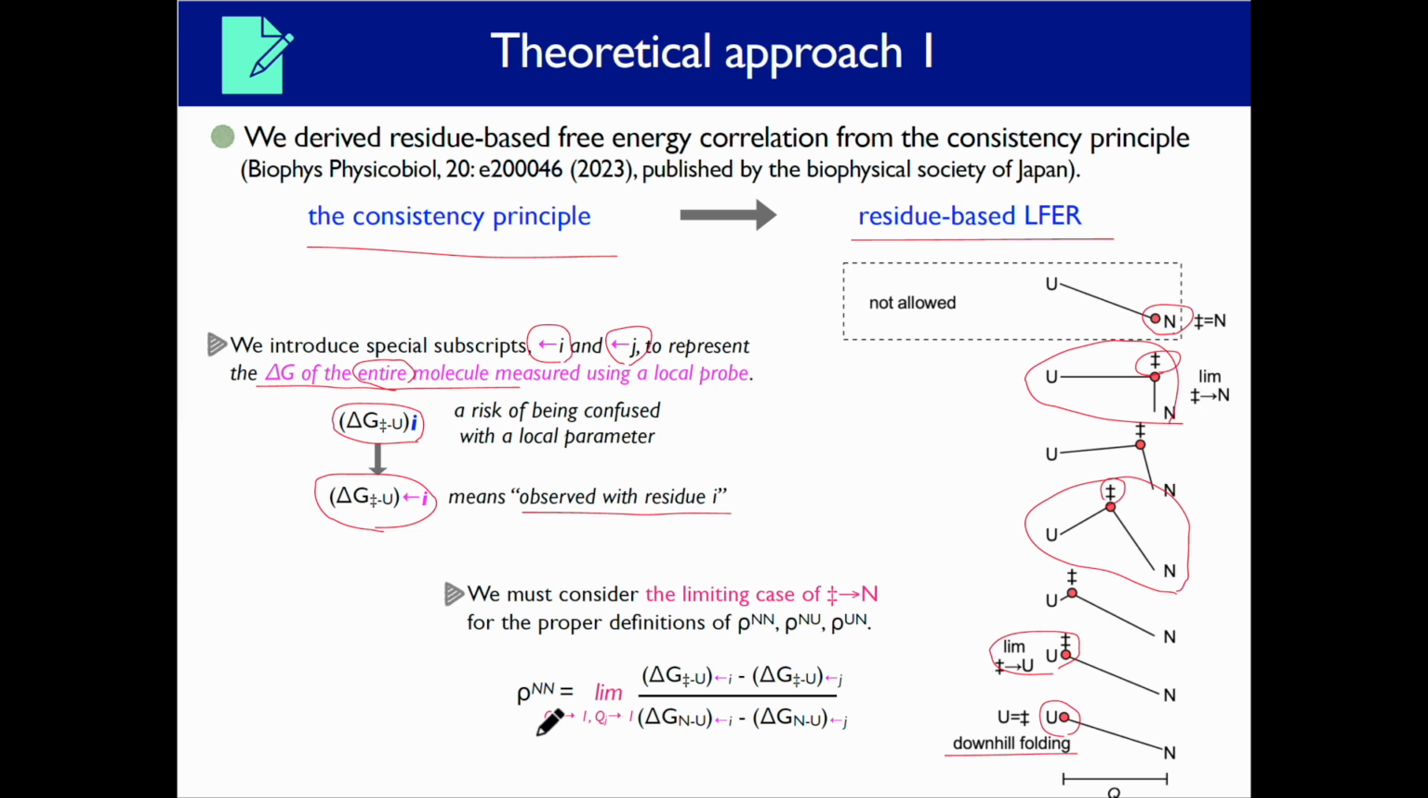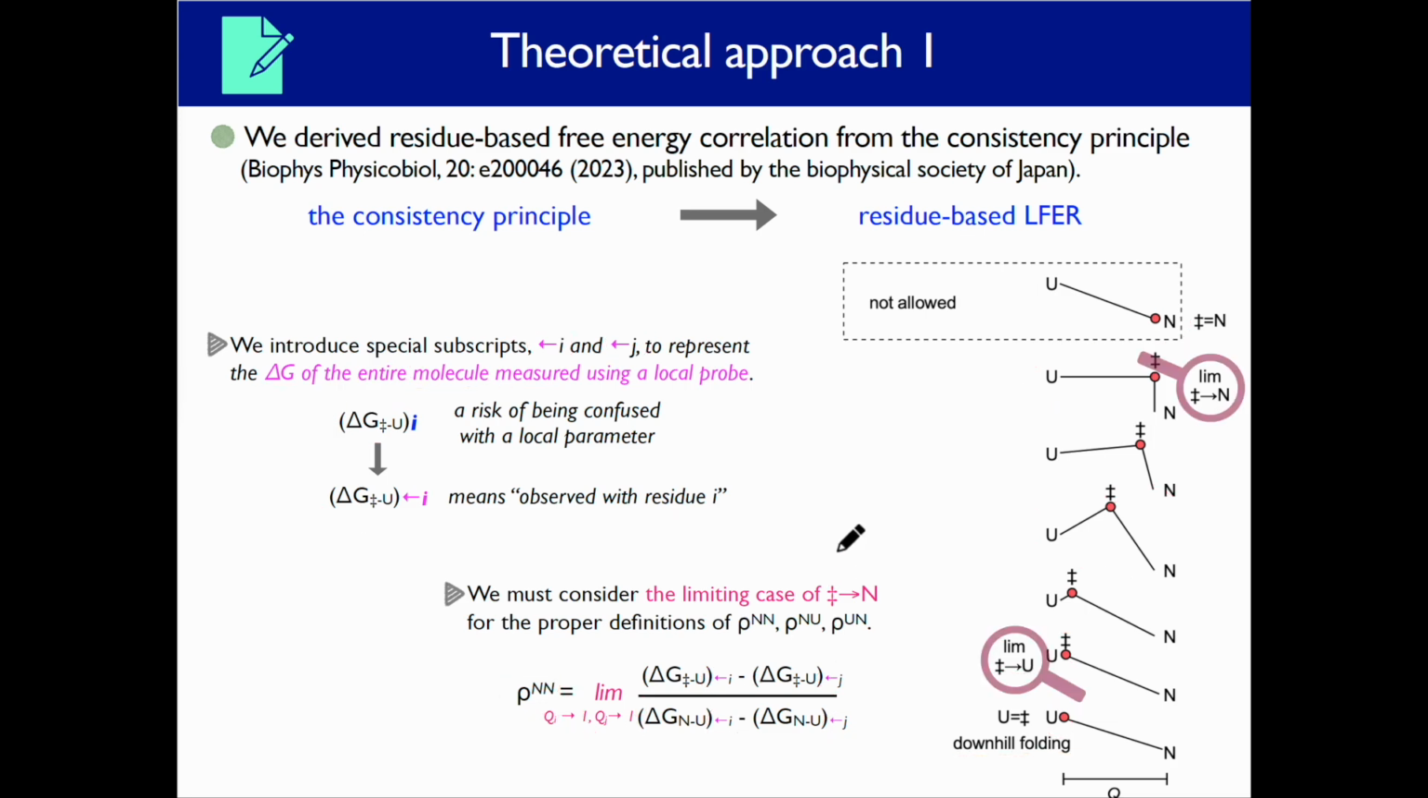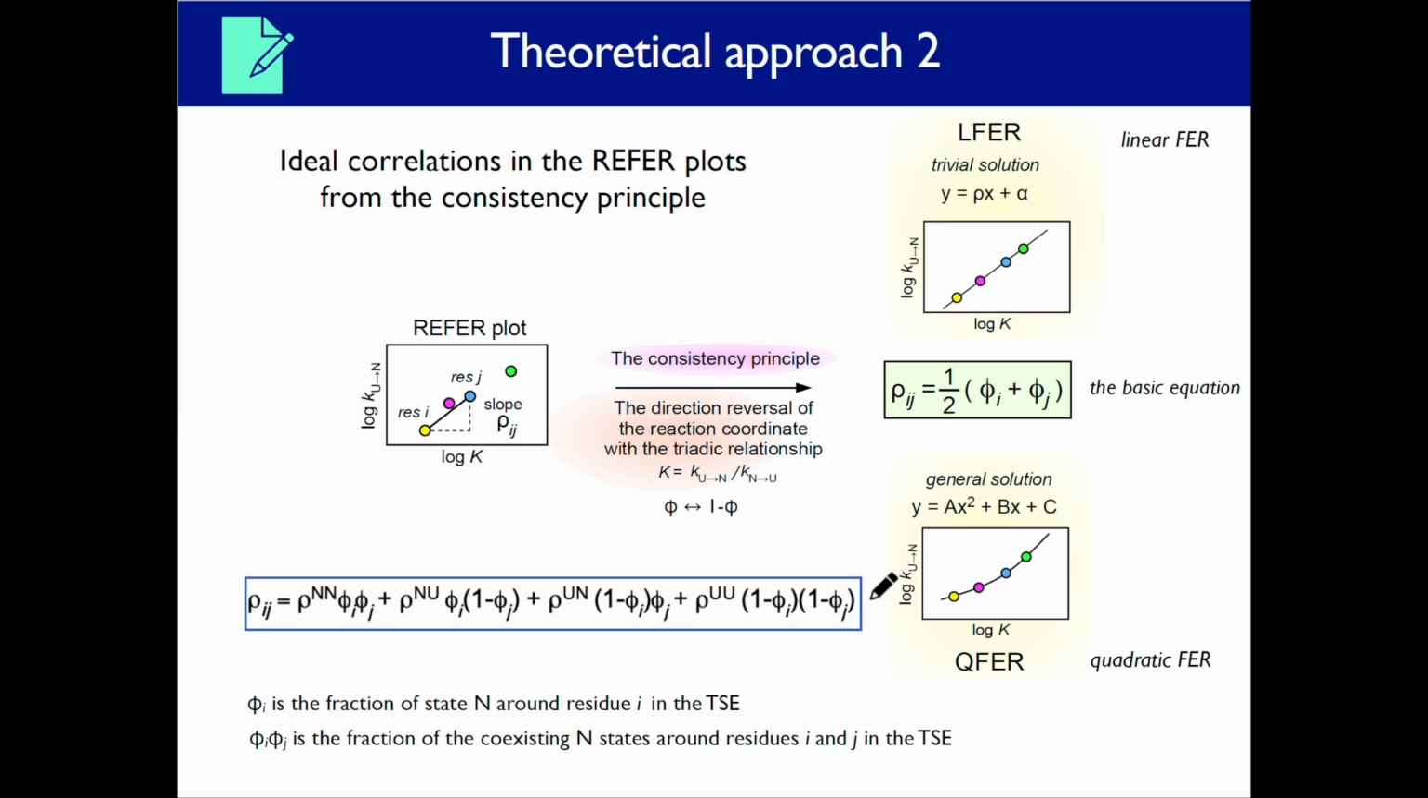So when we define this rho NN value, I will explain later. This parameter should be defined as a limiting case like this, using these special subscripts. Okay, so we have to think about these limitations. And this slide summarizes an ideal correlation we want to find in the LFER plots from the consistency principle.